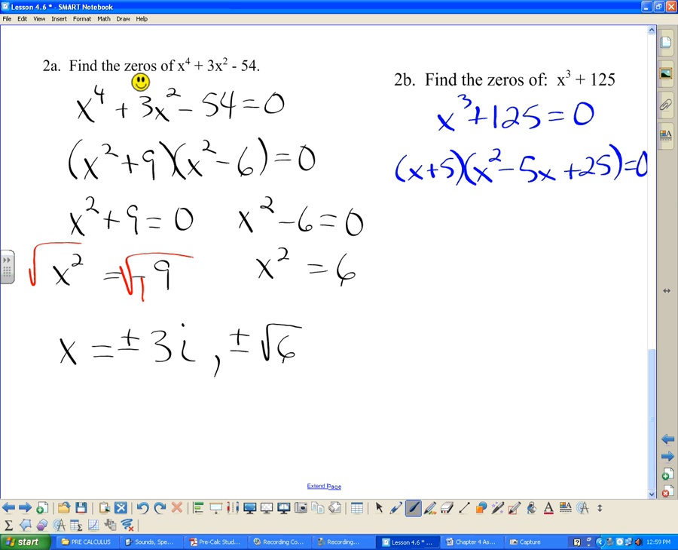So we would have x plus 5. So our x plus 5 will give us a 0 at negative 5. And then we would have to do the quadratic formula or completing the square to find this answer also. And that is something I know that you can do, that we've done plenty of too. And so we'll go ahead and leave it at that, and you should be all set.